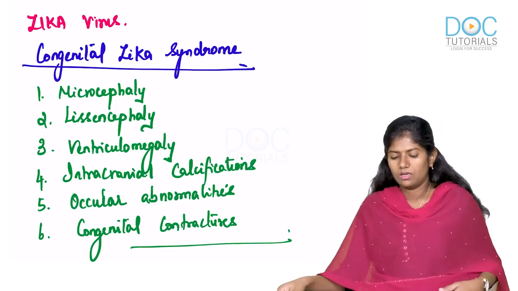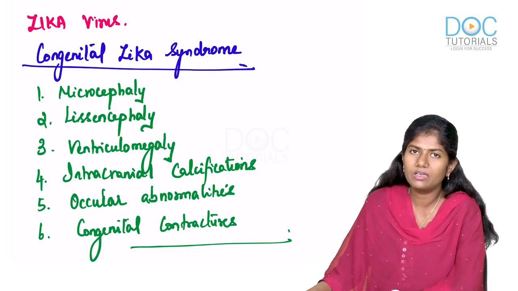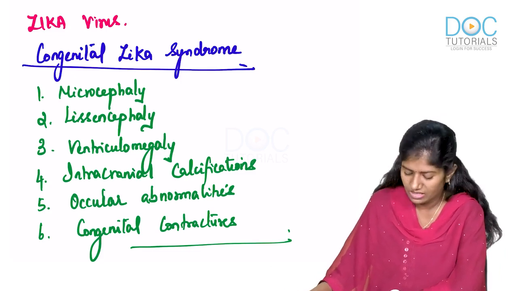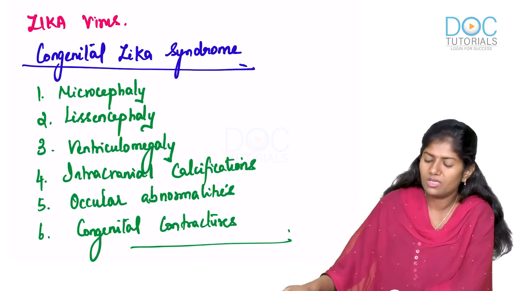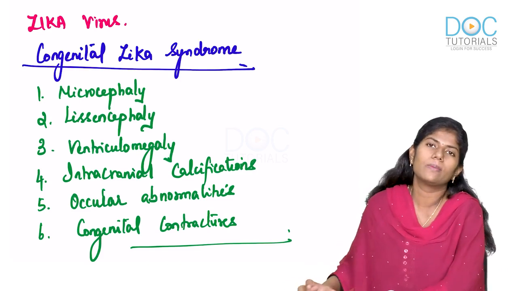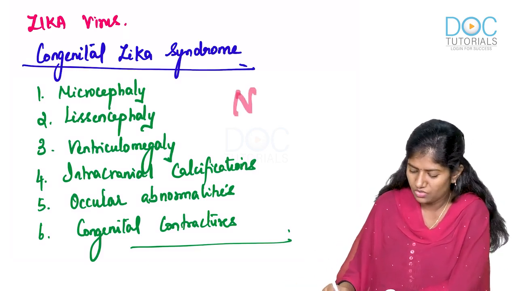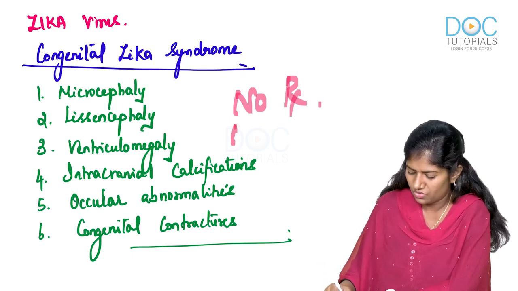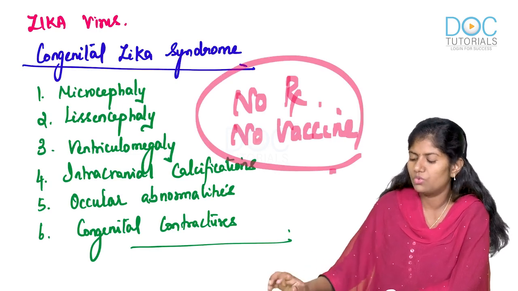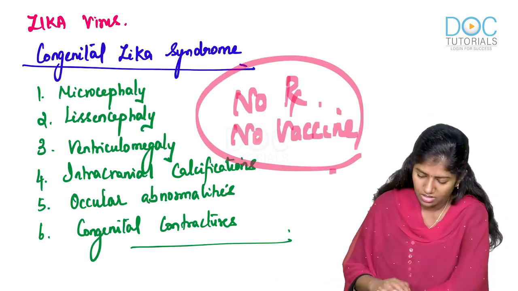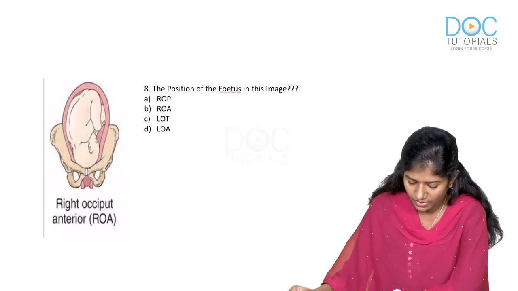So what are the features of congenital Zika syndrome? Microcephaly, lissencephaly, ventriculomegaly, intracranial calcifications, ocular abnormalities, and congenital contractures. The diagnosis is by PCR technique. Do we have any treatment for this condition? There is no treatment and no vaccine for congenital Zika infection. Moving on to the next question.